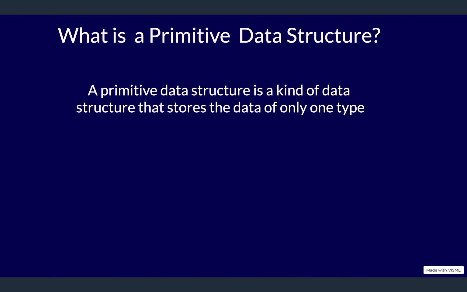What is a primitive data structure? A primitive data structure is a kind of data structure that stores data of only one type. Basically, a primitive data structure stores one value of only one type.